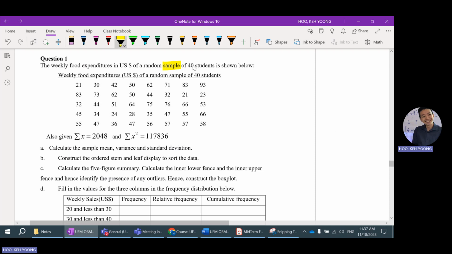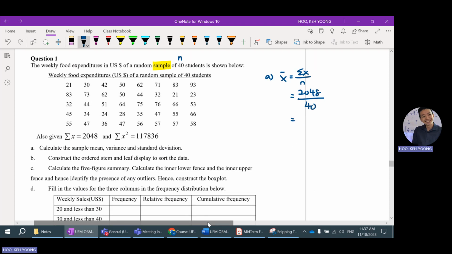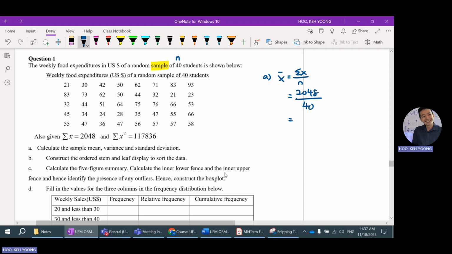So what you have to do for question A is apply the formulas. The sample mean formula is total x divided by the sample size. If it's not given, you have to add up the 40 values yourself, and n is 40. You will get the answer. What is the answer? 51.2.